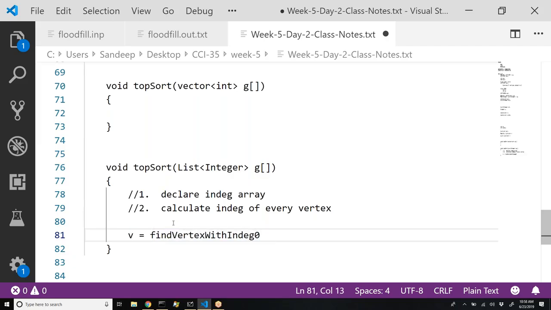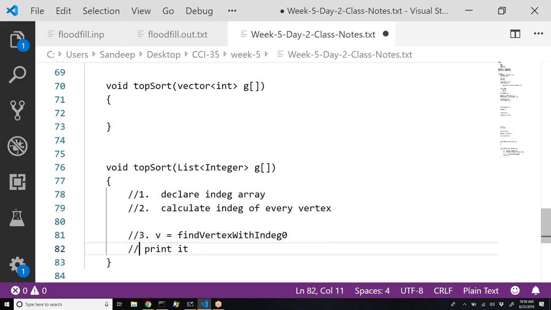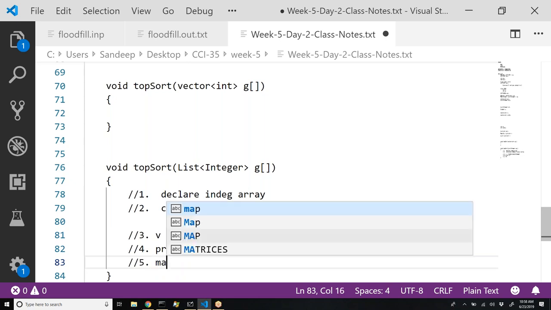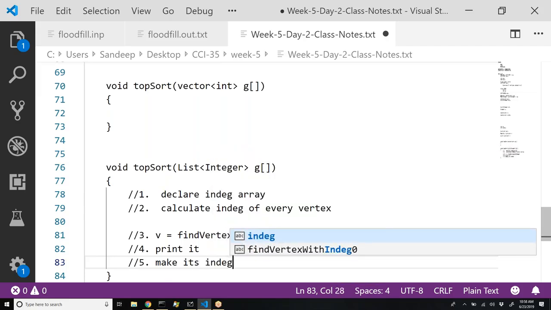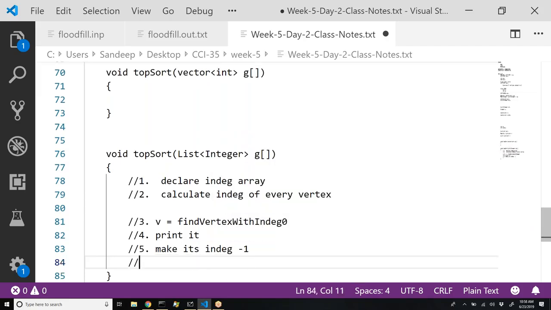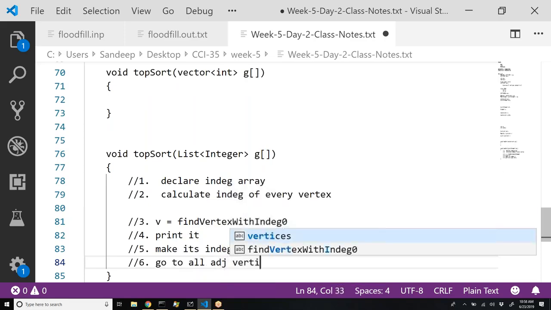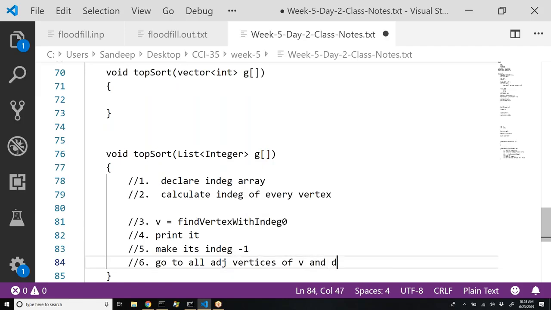Then what do we do? You got this vertex. What should you do with this vertex now? Print it, because this vertex deserves to be printed in topological sorted order. Then we traverse through the list of its edges and decrement the in degrees for all those vertices. Make its in degree -1. What Prakash is saying is go to all adjacent vertices of V and decrement their in degrees.